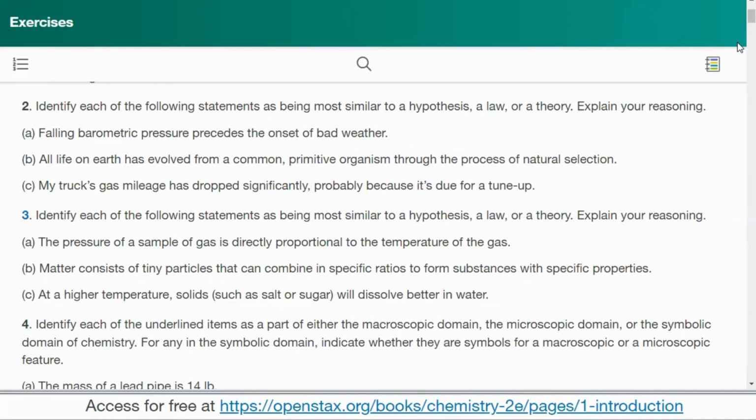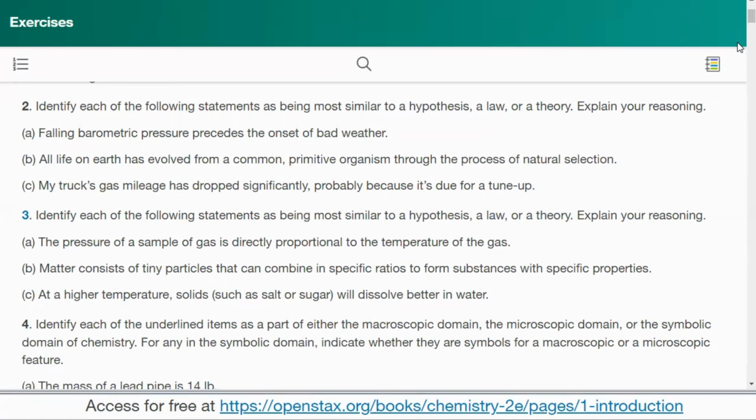B, all life on Earth has evolved from a common primitive organism through the process of natural selection. I would call that a theory. And some of you who know me know that I'll call it a theory, but I don't think it's a correct theory.